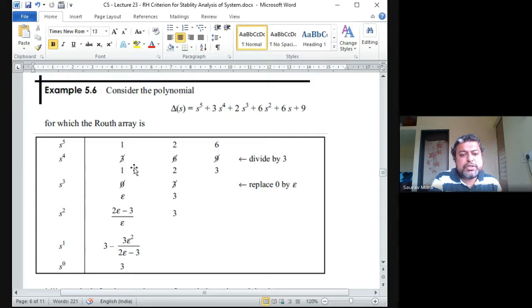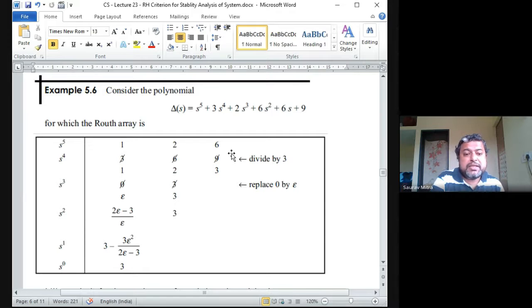So what is s^4? s^4 is 1, 2, 3. s^3 previously was 0 and 3. Instead of 0, we assume a very small number called epsilon. So now you assume epsilon and 3, and calculate what the other elements are going to be. So this is 1, 2, and this is epsilon, 3. So the next row is 2 epsilon minus 3 divided by epsilon.